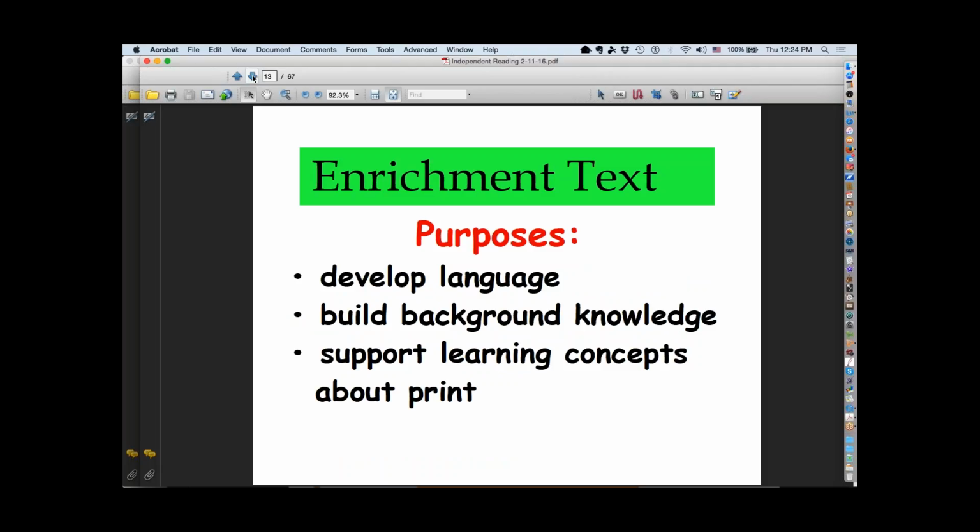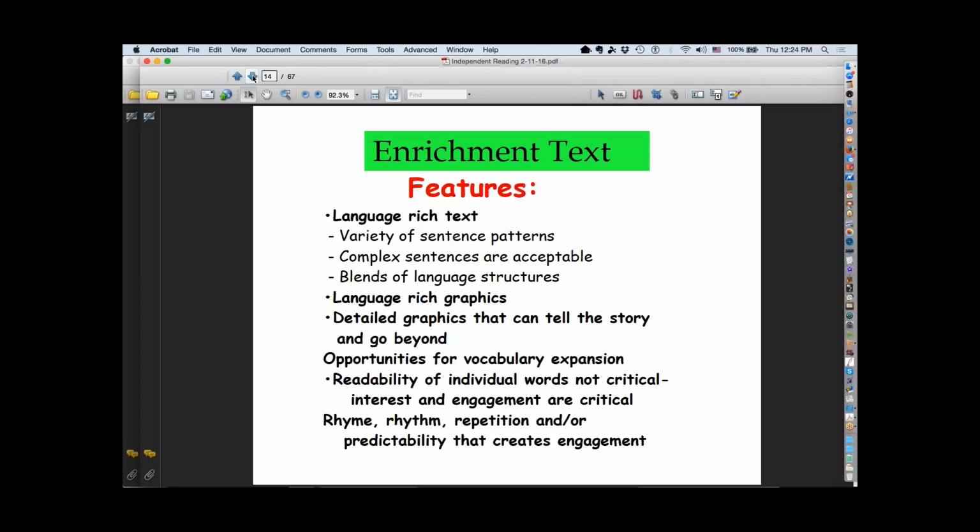Again, you can read more from the Beginning Literacy Framework. All of this information and more is in there. Some of the features that I've pulled out of that framework are language-rich text, a variety of sentence patterns. Complex sentences are okay because this is for enrichment. We want you to hear a lot of language. There'll be blends of language structures.